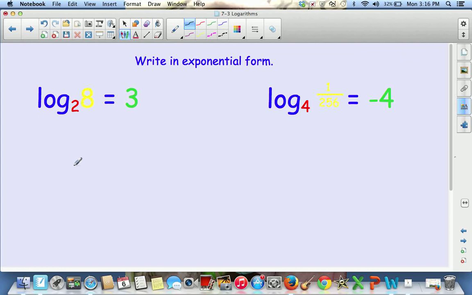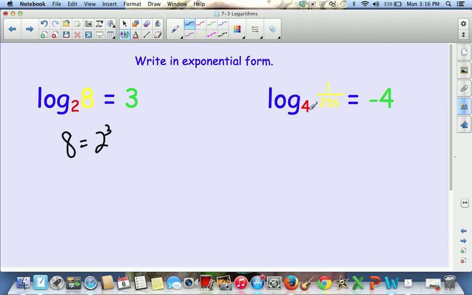Let's write these in exponential form. Go ahead and pause the video and see if you can do this on your own. All right, so we have 8 is the answer, 2 is my base, and 3 is my exponent. And is that a true statement? Sure is. So that'd be my answer.